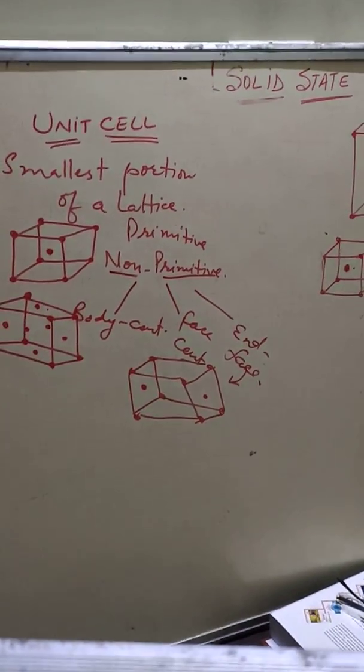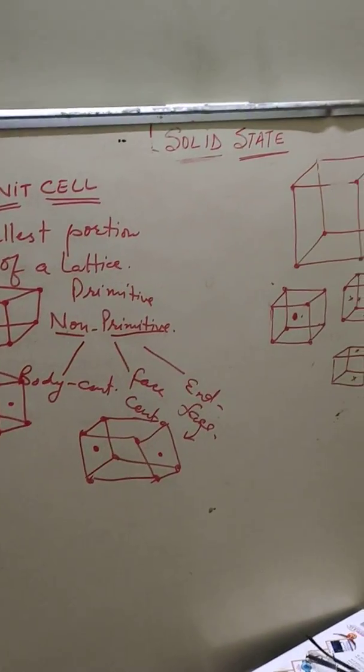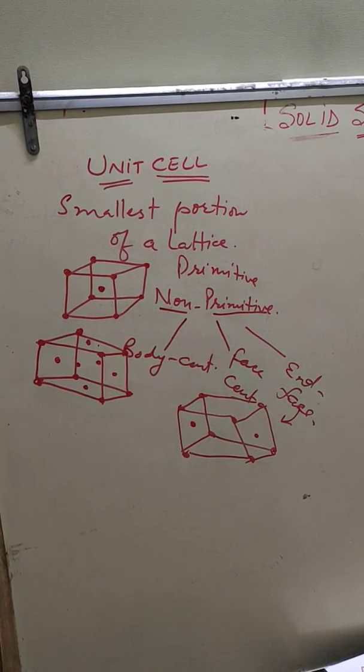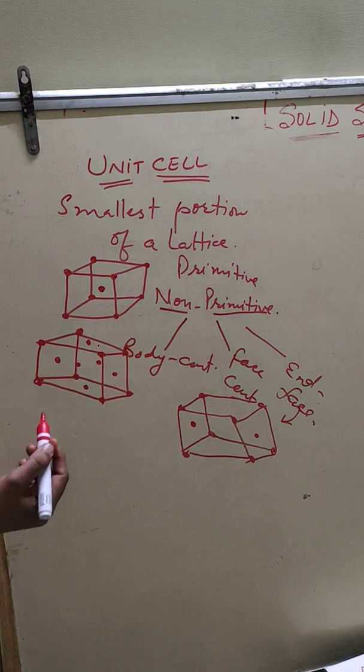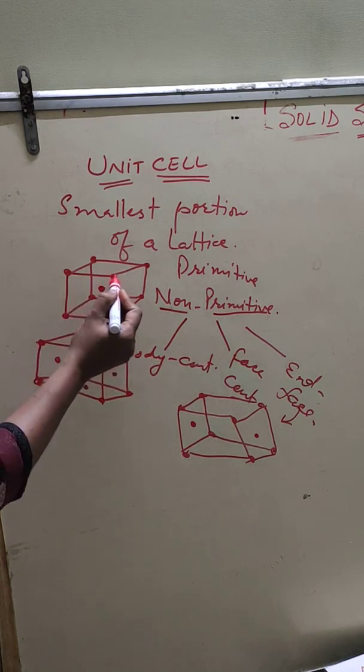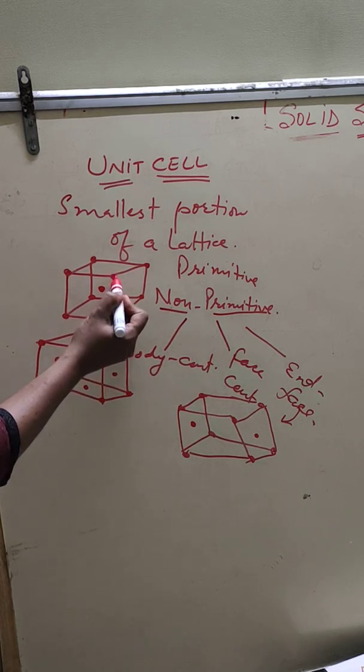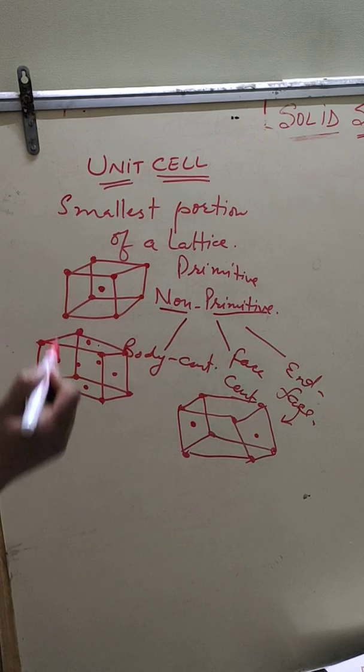उसको हम कैसे कैलकुलेट करेंगे? फॉर द कैलकुलेशन ऑफ नंबर ऑफ एटम्स पर यूनिट सेल, व्हाट वी हैव टू डू, फर्स्ट वी हैव टू ऑब्जर्व कि एक एटम का अपने यूनिट सेल में कितना कंट्रीब्यूशन है. फॉर एग्जाम्पल, ए पार्टिकल इज प्रेजेंट एट द कॉर्नर.